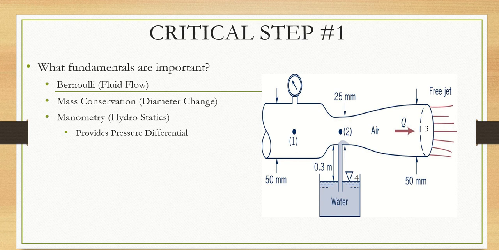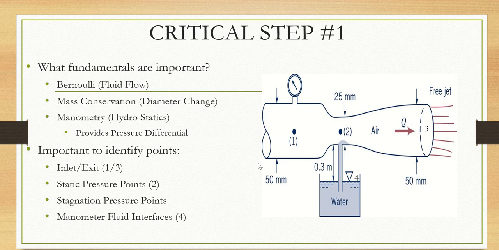Because I have a change in diameter, I know that mass conservation is important because I have a change in cross section between 1 to 2 to 3. Because I have a manometer here, I know that the application of hydrostatics should give me a pressure differential within my manometer.